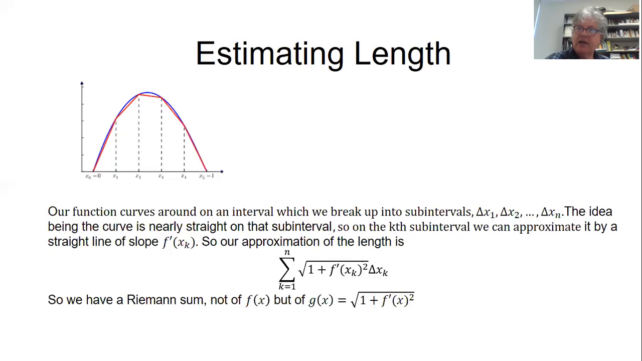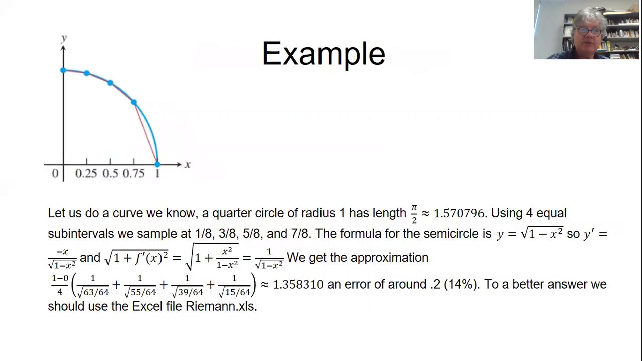So this gives us a Riemann sum, not of the function f, but of some other function g, which is the square root of 1 plus the derivative squared. Okay, so let's look at some examples.